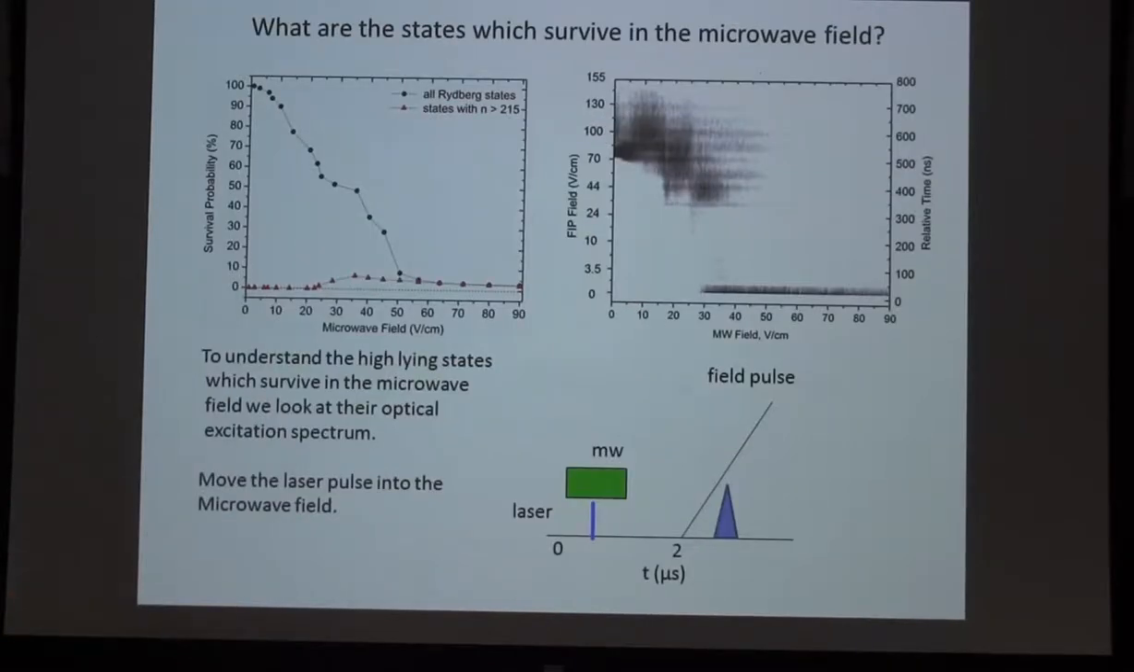Okay, so what we would like to do now is go on to say, well, what are these states that are surviving, and what can I learn about them? One way you could learn something about them is to take the spectrum in the presence of the microwave field. What I'm interested in is what this state is which lives through the microwave field. So we simply move the laser pulse to the middle of the microwave field, and once again detect bound atoms, which all turn out to be within about 2 microwave photons of the limit.